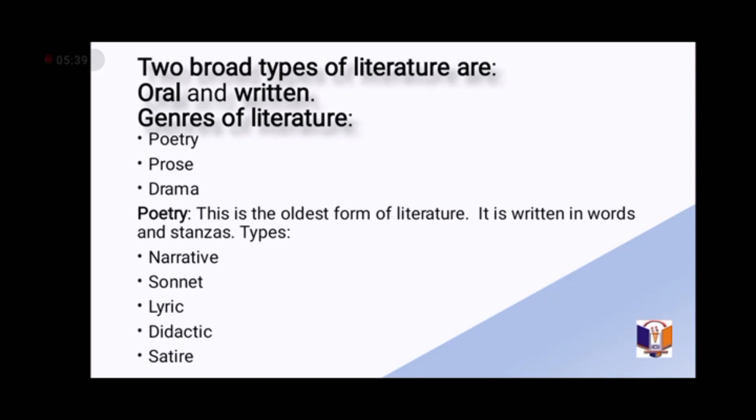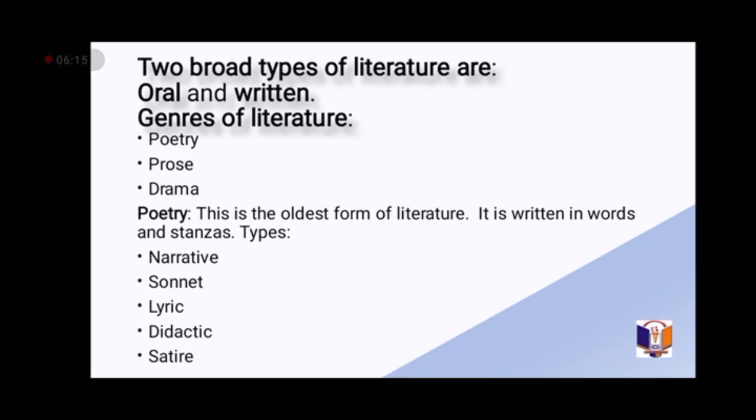Then we have another type of poetry, sonnet. Sonnet is a 14-line poem. Of course, we have two types of sonnets. We have Shakespearean sonnet and Italian sonnet. Shakespearean sonnet has 14 lines. It has 4 stanzas. Then we have Italian sonnet. Italian sonnet has 14 lines but has 2 stanzas. So Italian sonnet has 8 lines and 6 lines.